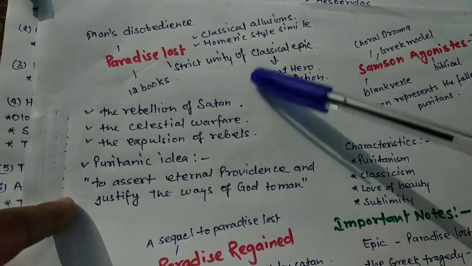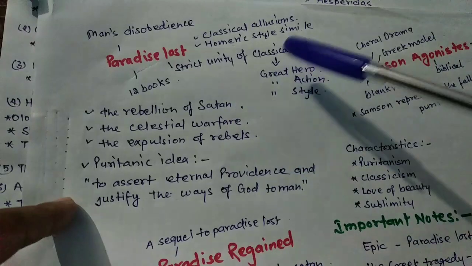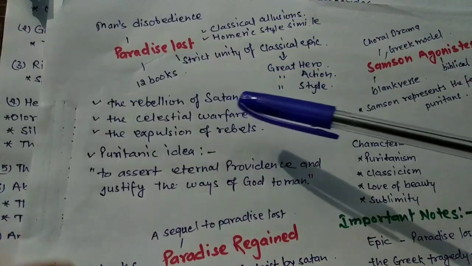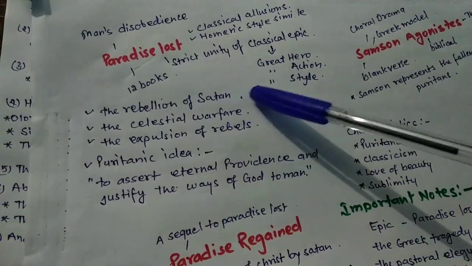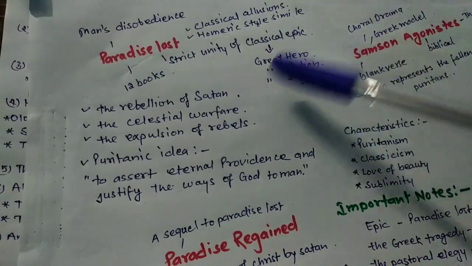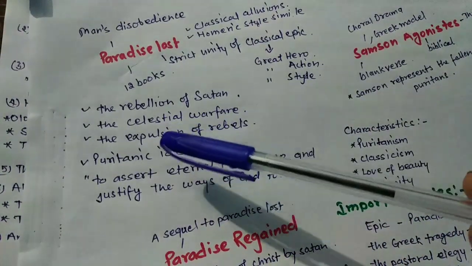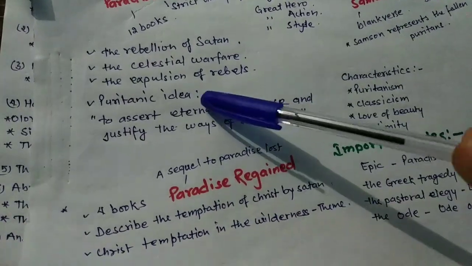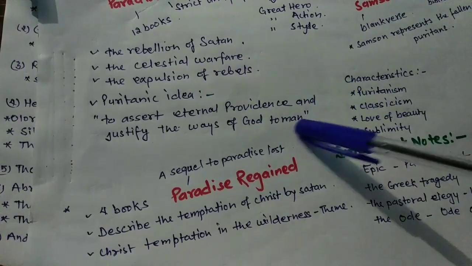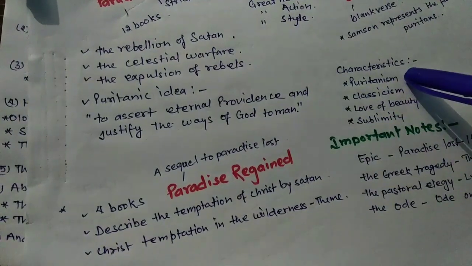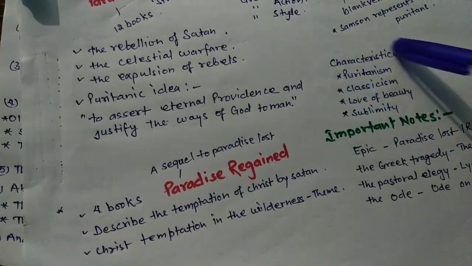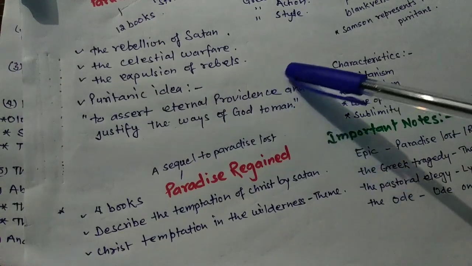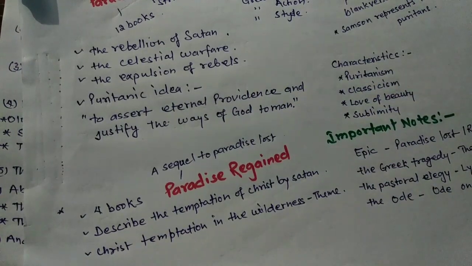Let's come to the topic again. What are the themes and important things about Paradise Lost? You will see these options in your exams, so remember them. The rebellion of Satan, the celestial warfare, the expulsion of the rebels, and the Puritanic idea. Milton has put his Puritanic ideas in his works, as he is a Puritan, and his works have the characteristic of Puritanism. He follows Puritan ideas, and that's why he put these ideas in his works.